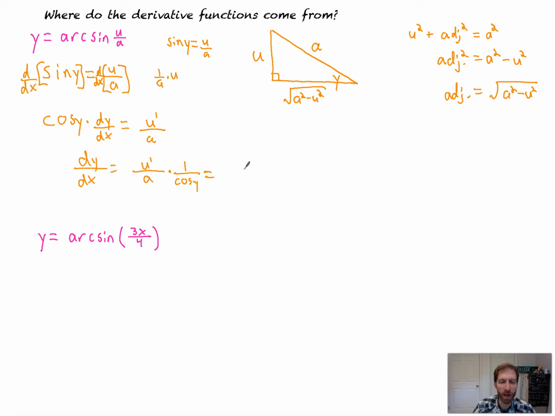Well, what's 1 over cosine? Well, you got u prime over a. Cosine y is typically, always, adjacent over hypotenuse. So this is going to be the square root of a squared minus u squared all over a squared. 1 over that flips that fraction. So you get u prime over a times a all over the square root of a squared minus u squared. The a's divide out, and you're left with the formula which you see in the earlier lesson videos.